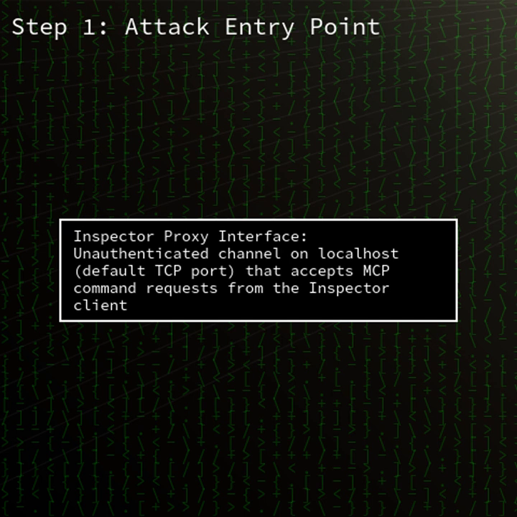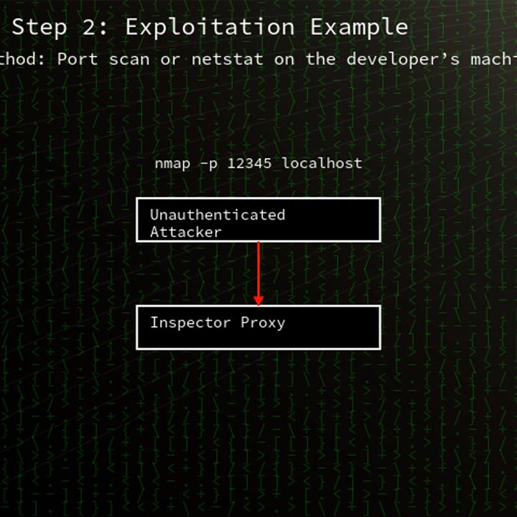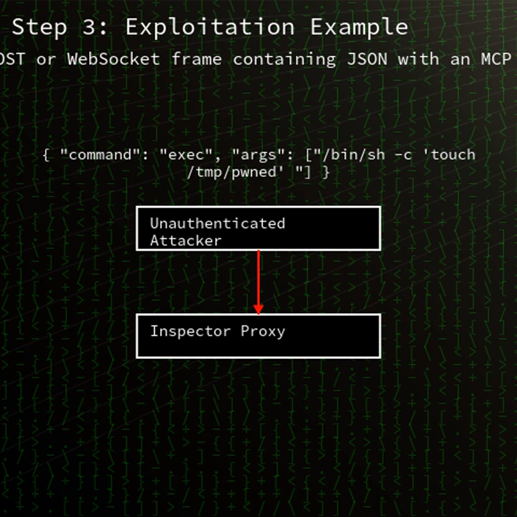MCP Inspector is a GitHub-maintained developer utility used for testing and debugging Model Context Protocol servers. It operates as a client proxy system over STDIO, facilitating live command injection and diagnostics. Versions prior to 0.14.1 of the inspector are affected. Classified under CWE-306, missing authentication for critical function.